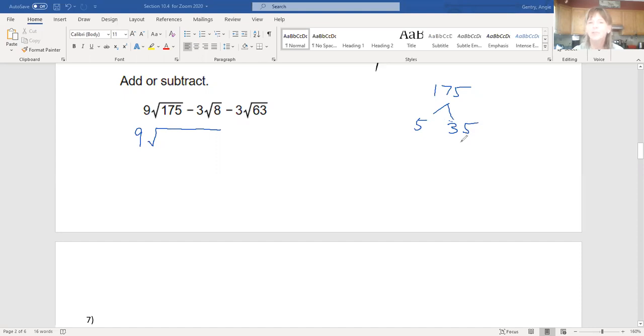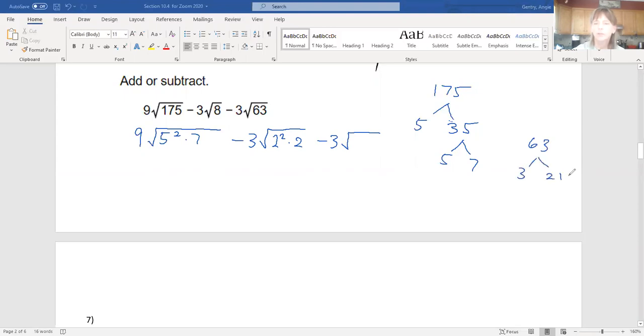Anyway, 5 times 35 is 175, and then you have a 5 times a 7. So we could write that as a 5 squared times 7 minus, now we're going to deal with the next one, 3. Square root of 8 is 2 squared times 2. 4 times 2 is 8. True. 63. 3 and 21. 3 and 7. So this is 3 squared times 7.